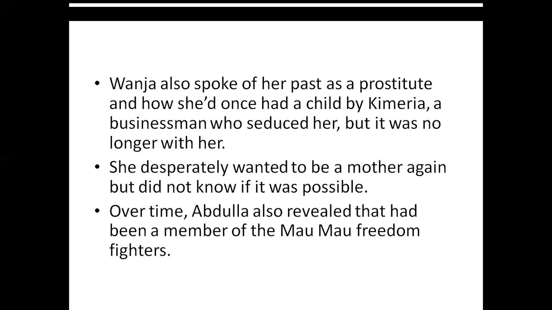Wanja also spoke of her past as a prostitute and how she once had a child by Kimeria. Actually, the story started with the flashback, and in chapter 2 everybody was telling their past. So she had once a child by Kimeria, a businessman who seduced her, but the child was no longer with her. And Wanja was seduced by a businessman. His name is Kimeria.